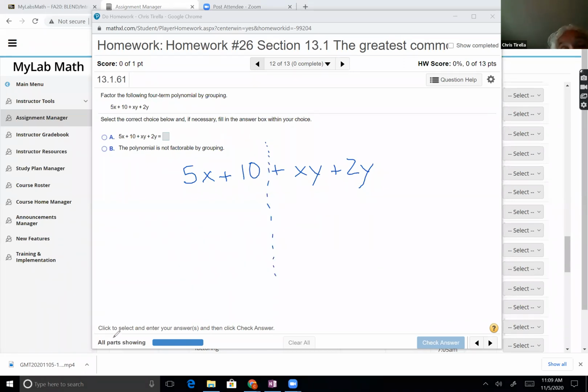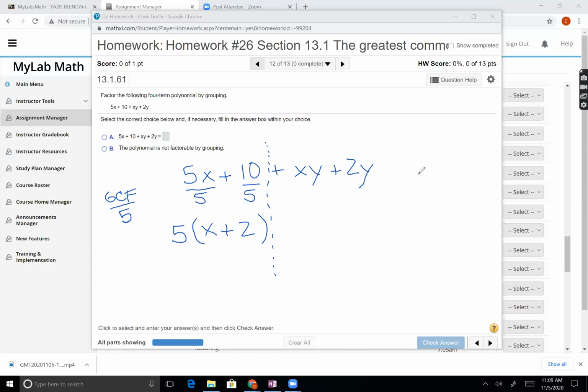Split it in half. And so now I'm just going to pay attention to this front half. 5x and 10. What would go into both 5x and 10? 5. And so when I divide the 5 out of both of them, factored form, that would be my common factor, 5 times, after dividing, I get x plus 2. So far, so good.